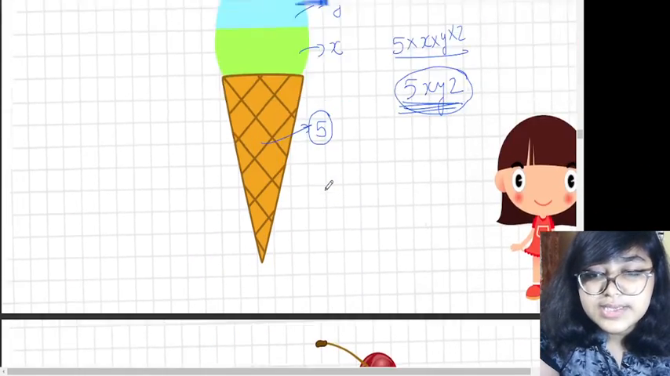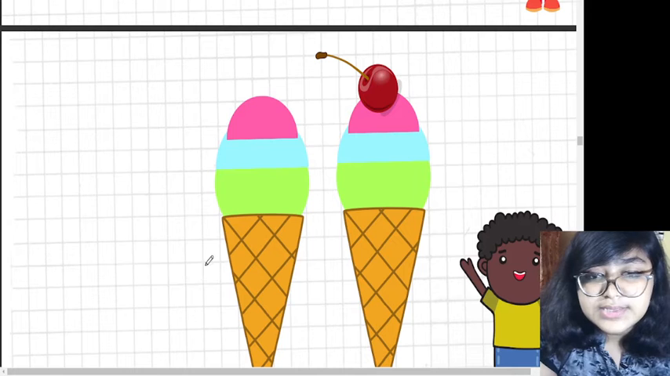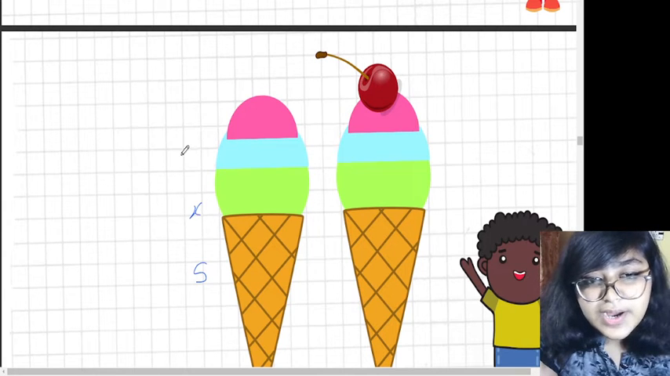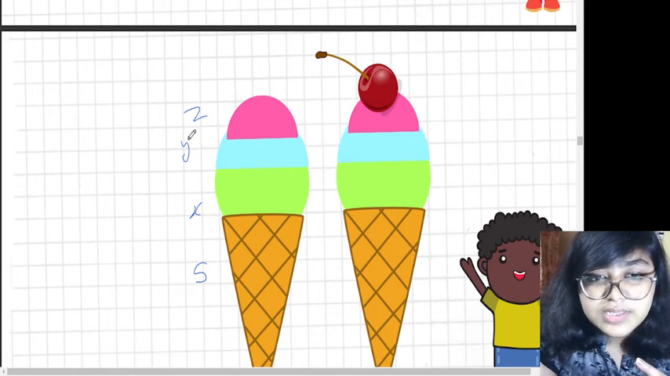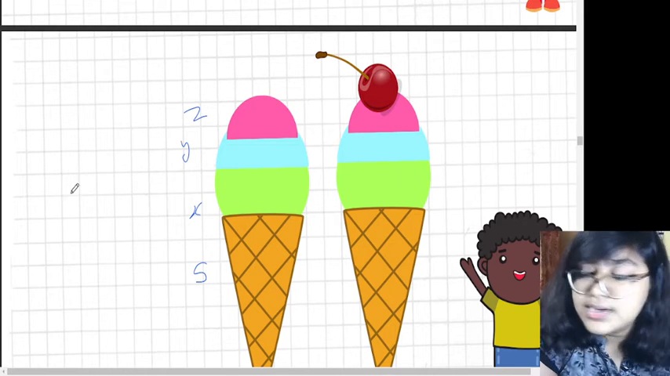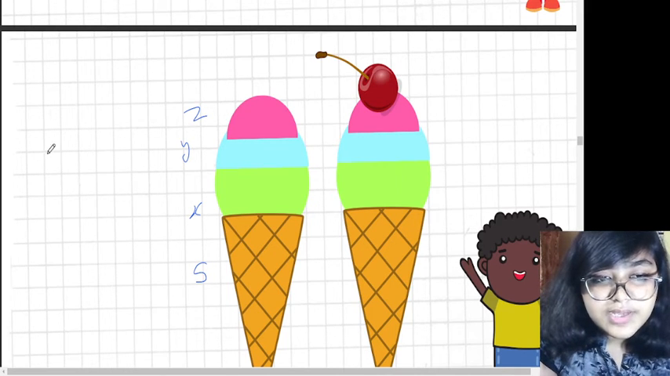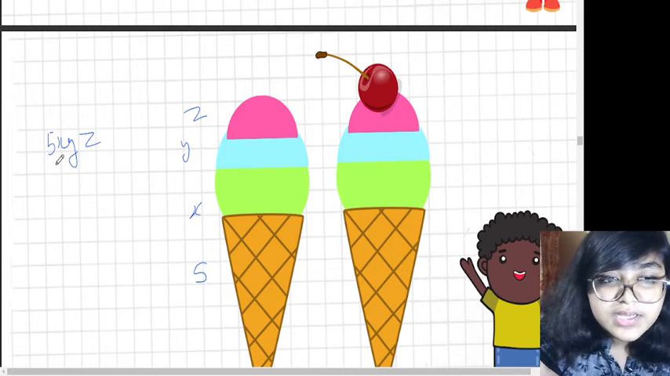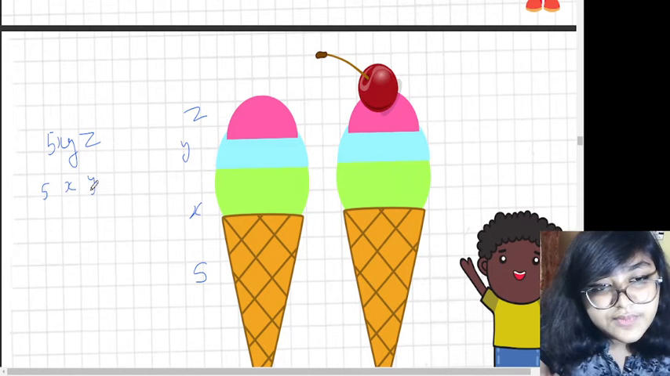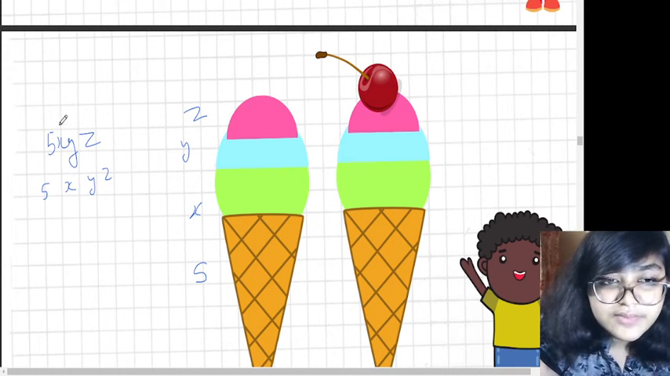Now let's say this is 5xyz. As you can see, there are 4 parts. These 4 parts are called factors, right? So x, y, z and 5 are factors of this term. 5xyz is a term, and here 5, x, y, z are the factors of this term.